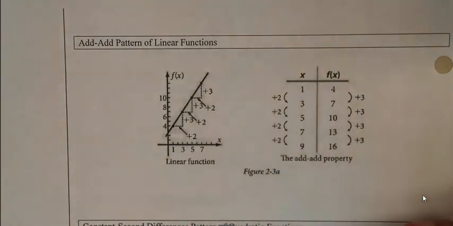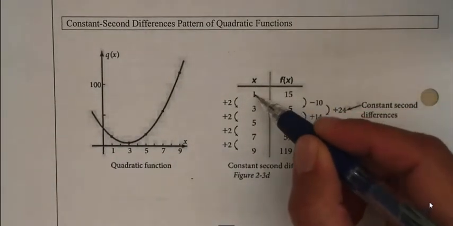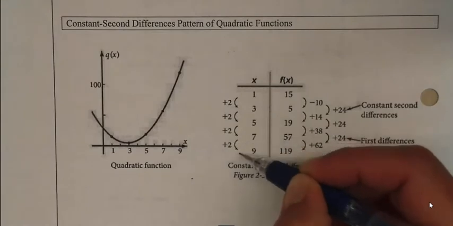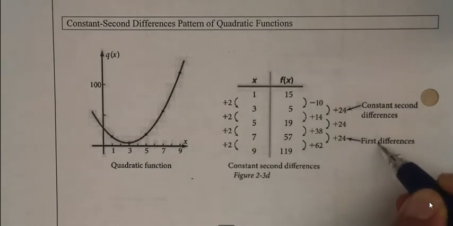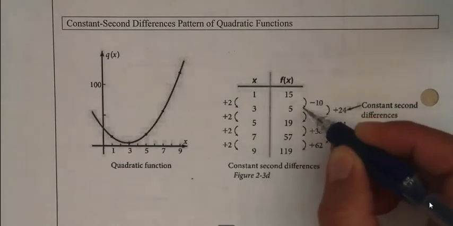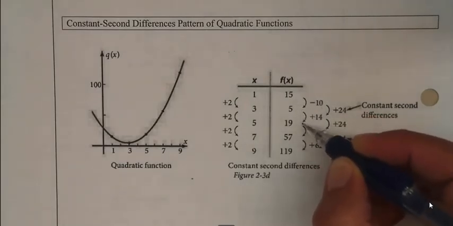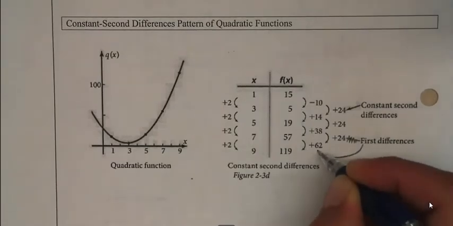There's your slope, 3/2. There's one more pattern, and it's not part of our exploration, but it's for quadratic functions. Then you're going to have a constant second differences pattern. On the inputs, you're adding the same constant. Now on the outputs, and this is labeled wrong, there's first differences and second differences. The first differences were here. When I went from 15 to 5, I subtracted 10. 5 to 19, I added 14. 19 to 57, I added 38. So cross out this arrow. The first differences are here.